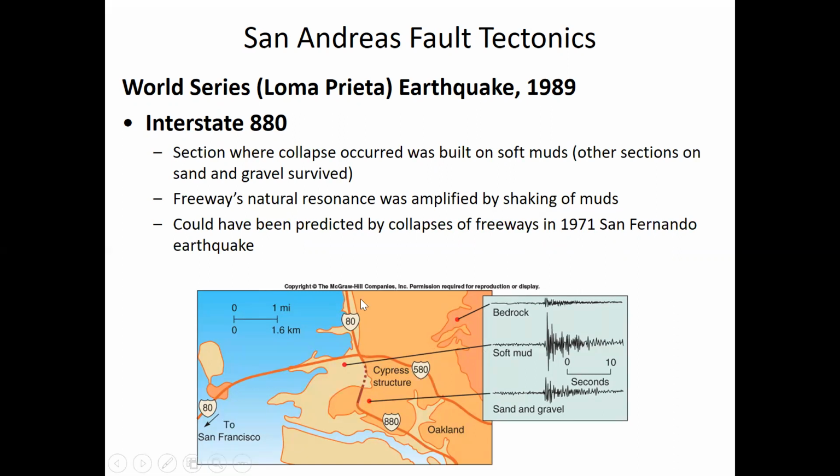due to the amplified shaking. So either A, we cannot build there, or B, we build there, but we build our structures to be able to withstand the magnified shaking. And this could have been predicted because freeways collapsed in the 1971 San Fernando earthquake.